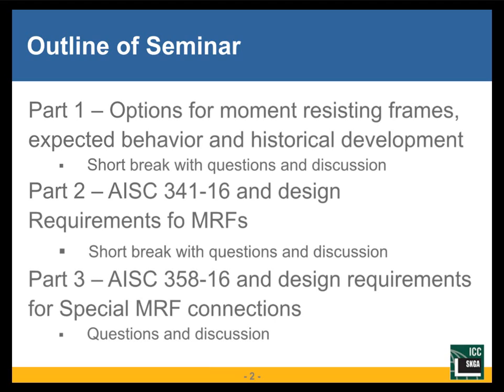Because of events that have happened in the recent past, today we have a special standard for connections of steel moment frames, and that is the AISC Standard 358. And in that third part of the session, I propose to talk about that particular document, and time permitting, we're hoping to do a very quick run through of some sample type of calculations that one may do for a particular type of steel moment frames.